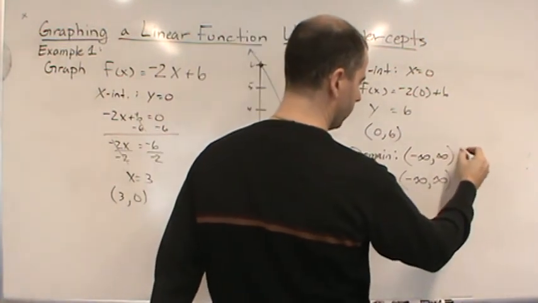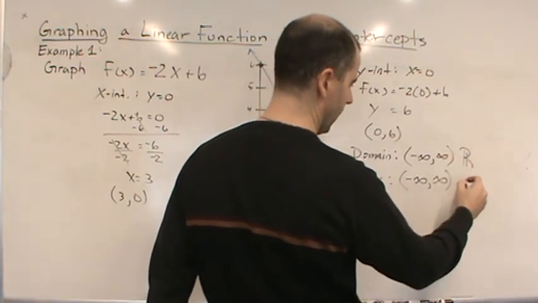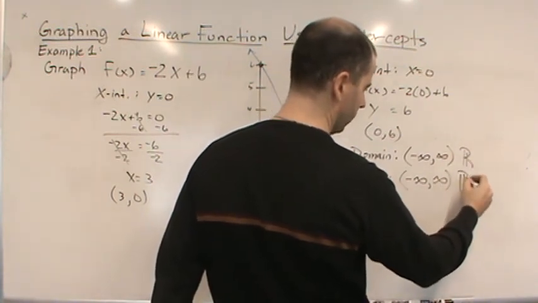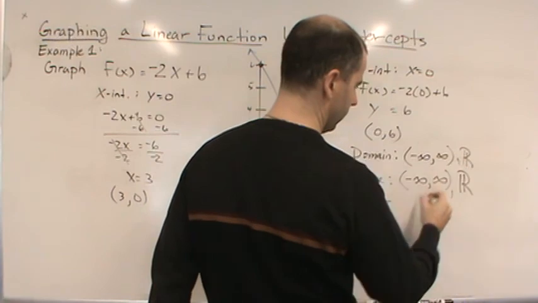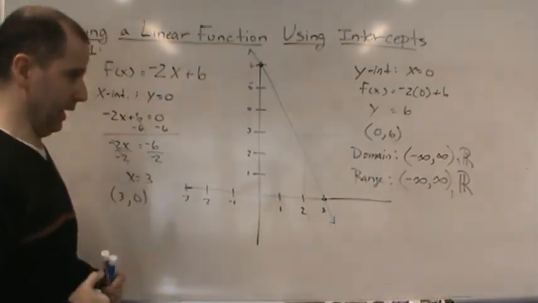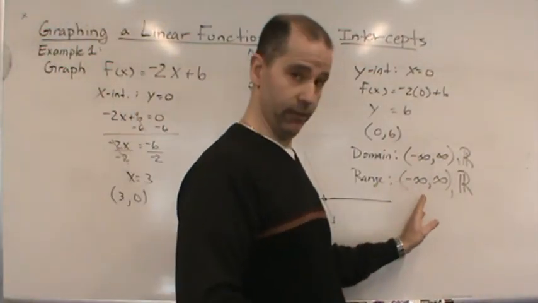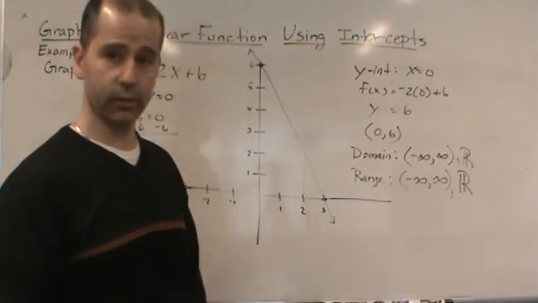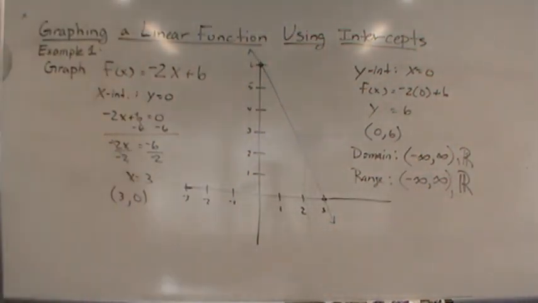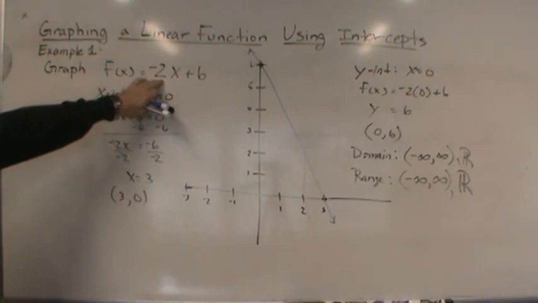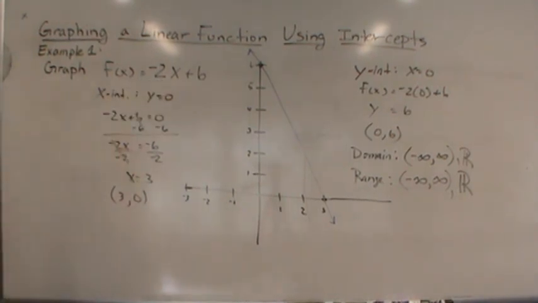Or if you want to put the bold-faced R with 2 lines and an R, you could also do that, okay? But again, this is interval notation. If I ask for interval notation, that's all you do, okay? And that's it. That's how you graph the equation or the function of a linear function. And you know that the domain and range in this case is all real numbers because the leading coefficient here, the A, is not 0. And that's it.